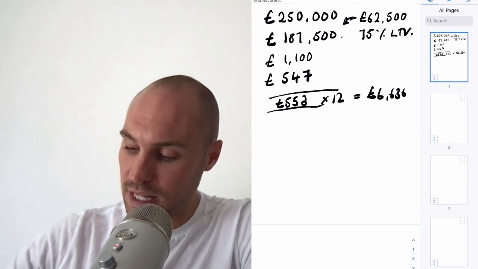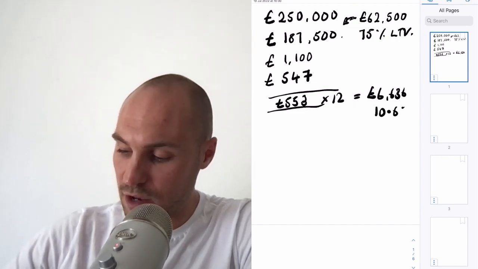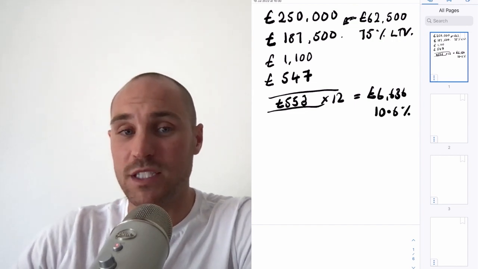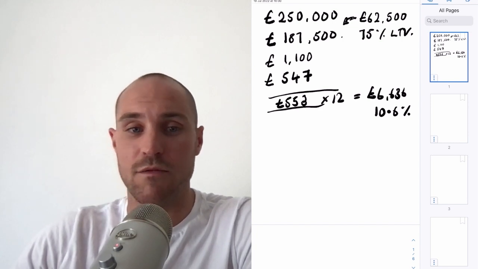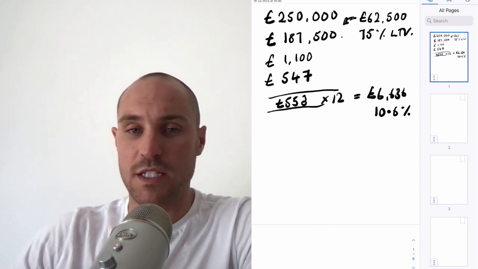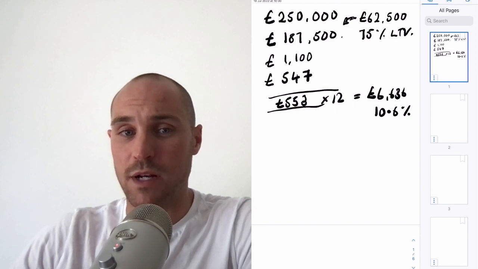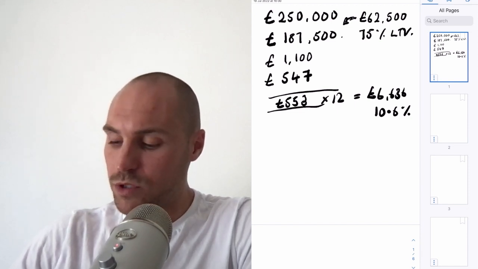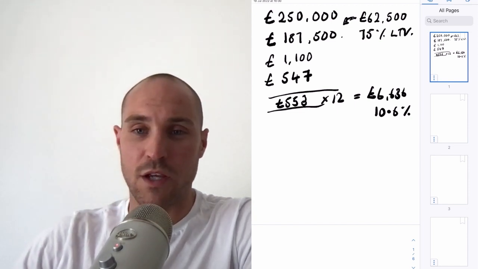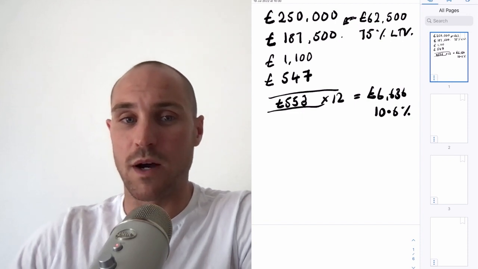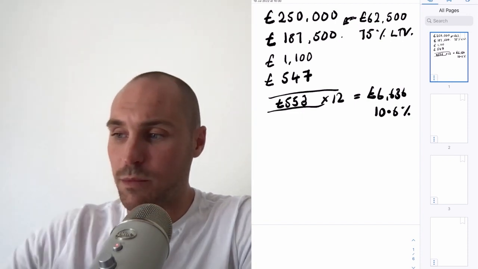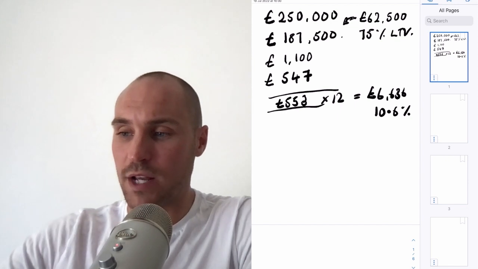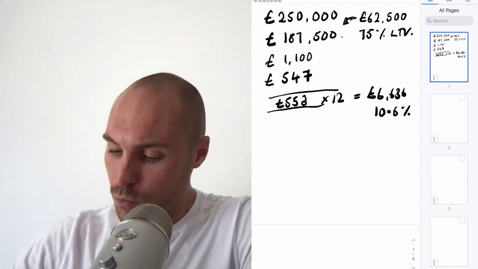It basically means that on this particular purchase, if we were to buy it like this, we'd get a 10.6% return on our investment. Now, if we look at this as a capital repayment, we'll see that the profit that we make will be a lot lower. So if we're to buy the same property on a capital repayment mortgage, we'd actually get this.